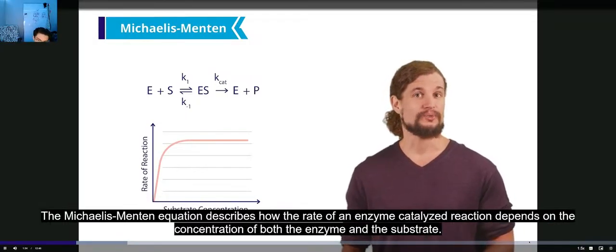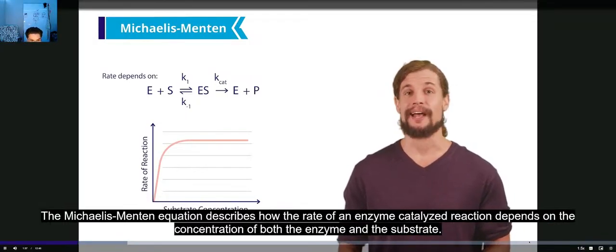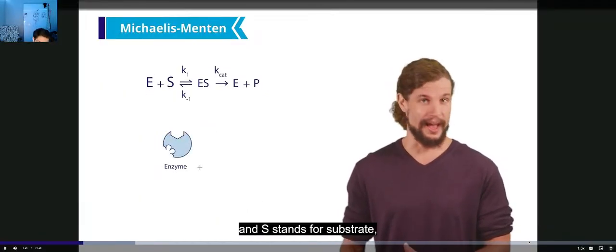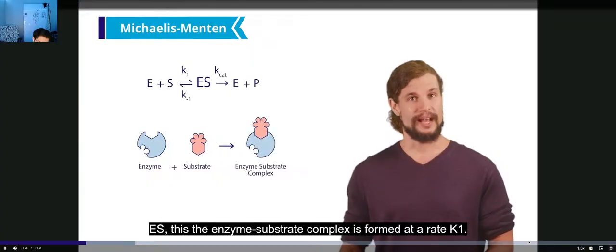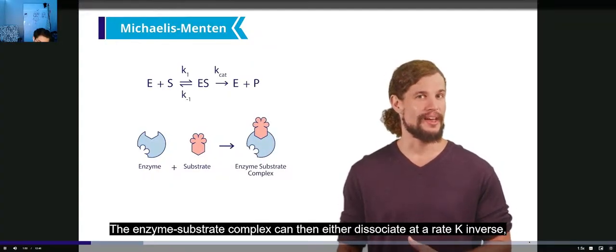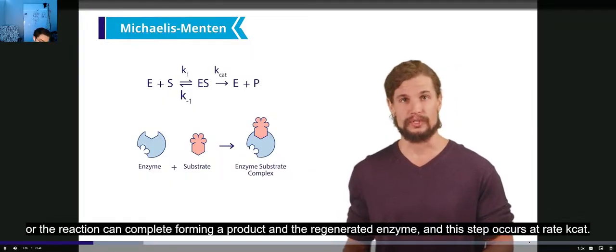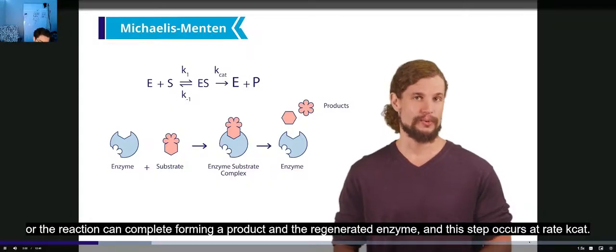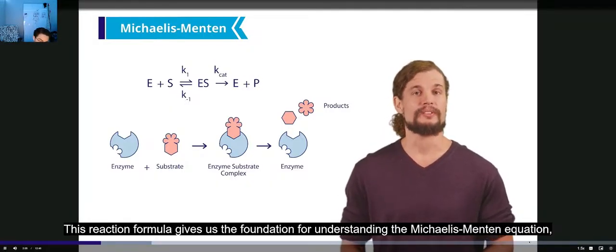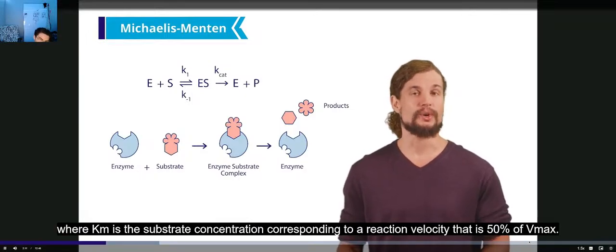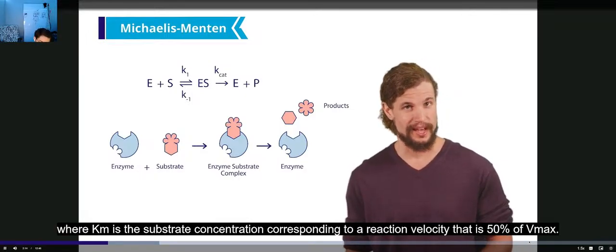The Michaelis-Menten equation describes how the rate of an enzyme-catalyzed reaction depends on the concentration of both the enzyme and the substrate. If E stands for enzyme and S stands for substrate, ES, the enzyme-substrate complex, is formed at a rate k1. The enzyme-substrate complex can then either dissociate at a rate k-1, or the reaction can complete, forming a product and the regenerated enzyme, and this step occurs at rate kcat. This reaction formula gives us the foundation for understanding the Michaelis-Menten equation, where Km is the substrate concentration corresponding to a reaction velocity that is 50% of Vmax.